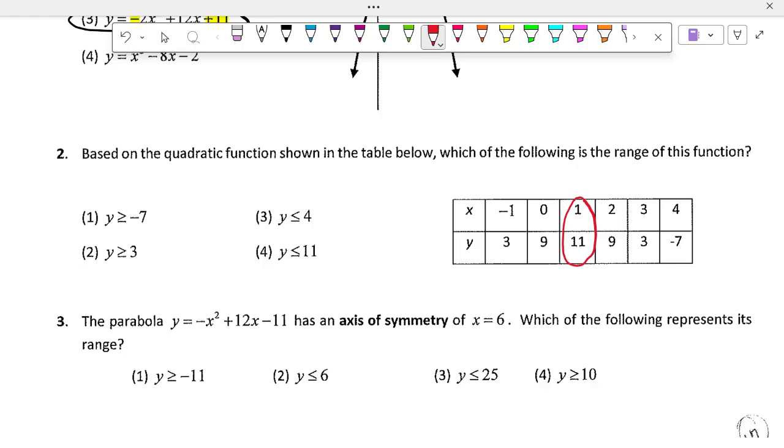Good. So it looks like our vertex is right here. Because if you look, it starts repeating itself after that 11, and it looks like it's going down. So the y values are getting lower on each side. So that means the 11 is a max. So it has to be less than or equal to 11. All right.